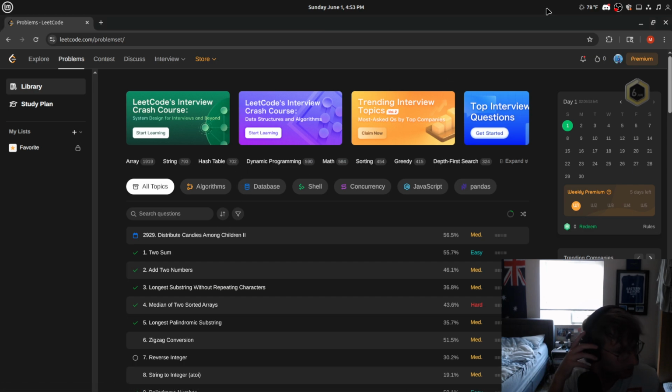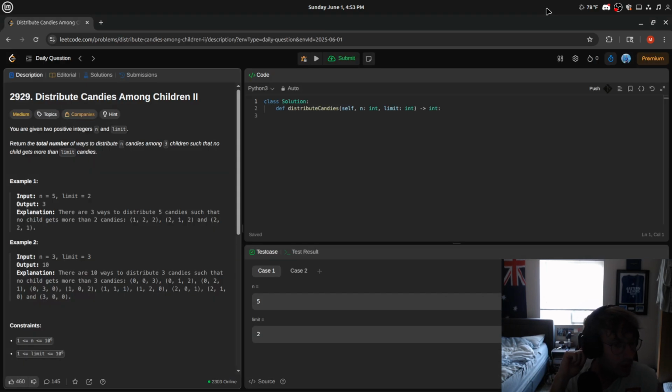Let's take a look at this Distribute Candies Among Children 2. You're given 2 positive integers, n and limit. Return the total number of ways to distribute n candies among 3 children such that no child gets more than limit candies.